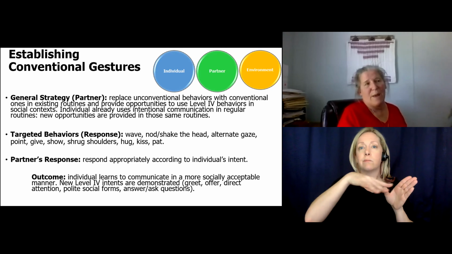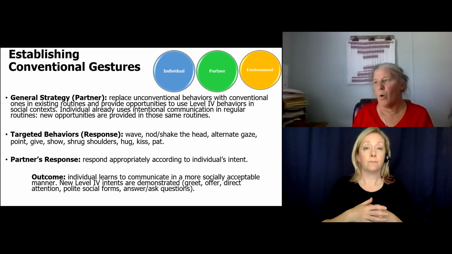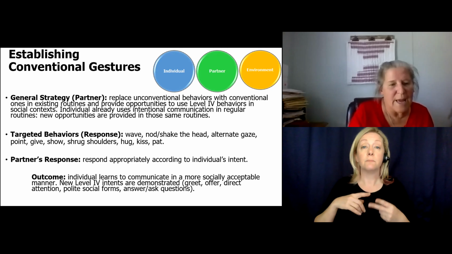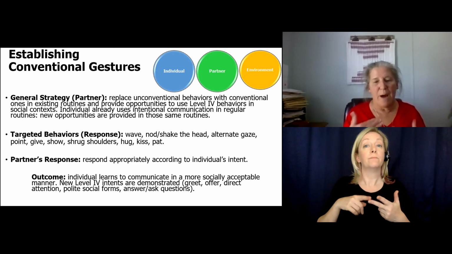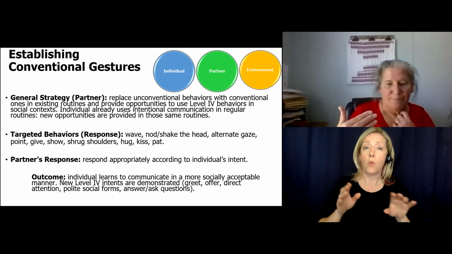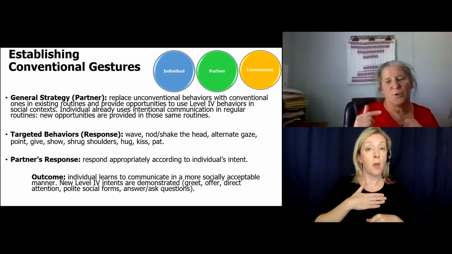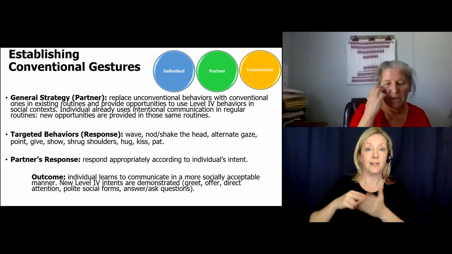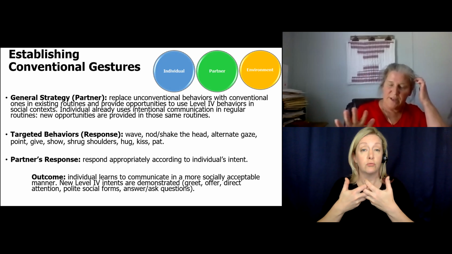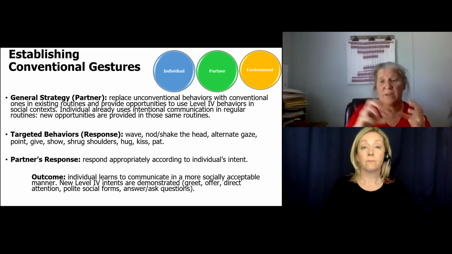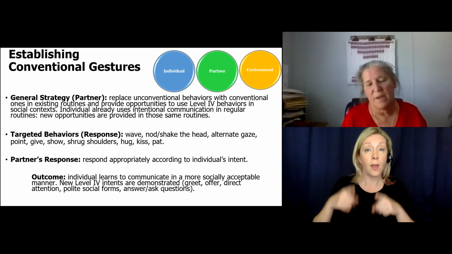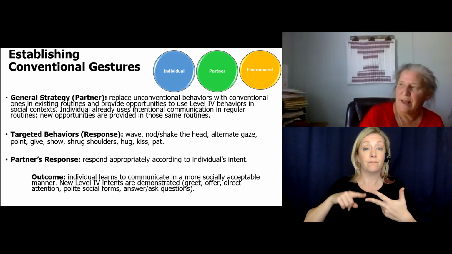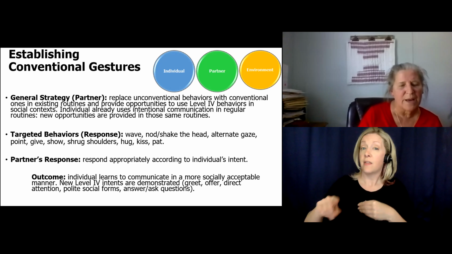So those behaviors may be waving or nodding or some kind of gaze or to point or give me, show me, whatever. And my response should be appropriate according to their intent. So whatever their intent is, I should have that response that's going to help them. And this is something that's going to happen with the individual, with the partner, and within the environment. So our outcome should be that they learn to communicate in that more socially acceptable manner.